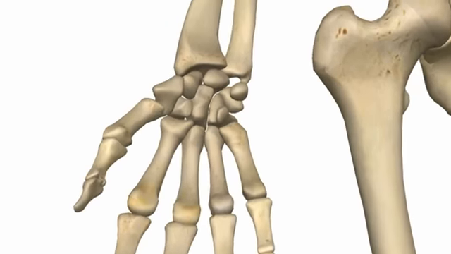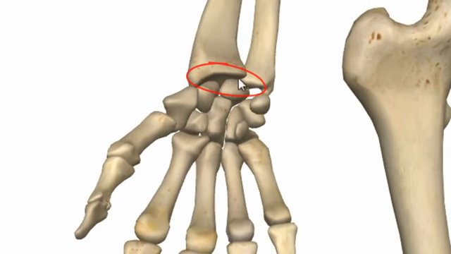So the wrist joint is this joint here between the radius and an articular disc which lies at the end of the ulna and it attaches to the base of the styloid process. So it's between the radius and an articular disc at the end of the ulna and between the proximal articular surfaces of these three carpal bones, so the scaphoid, lunate and triquetral bones.